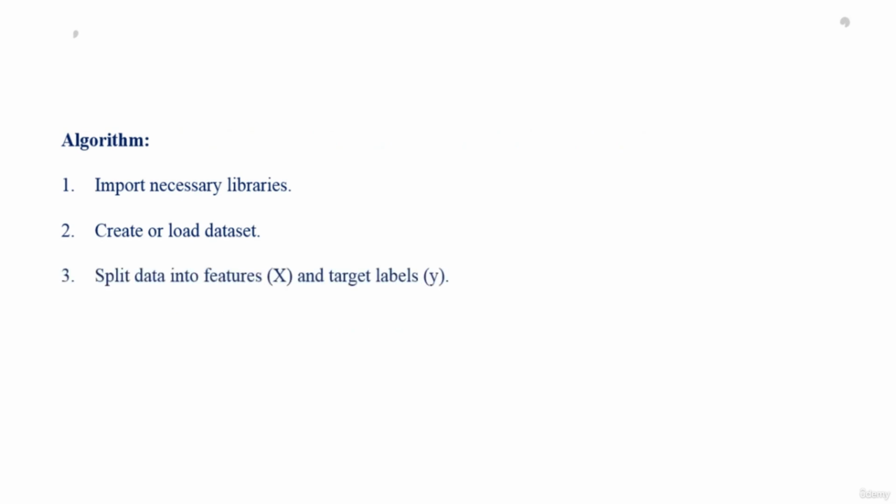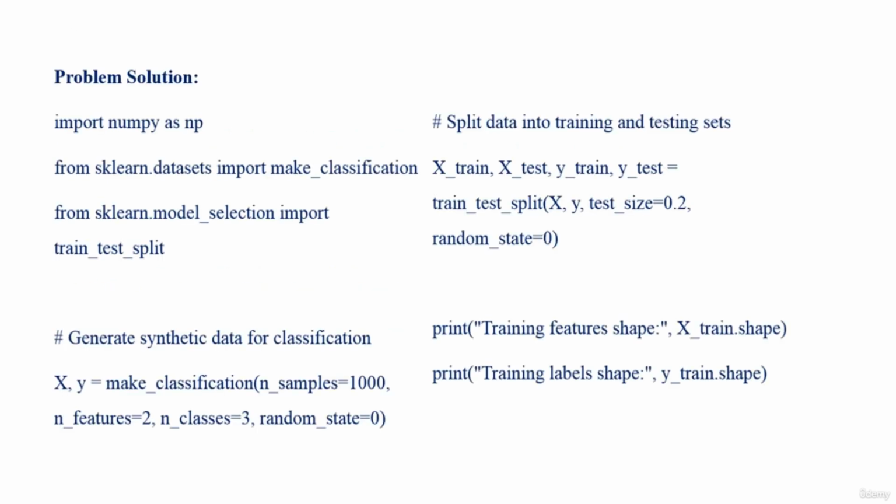Algorithm. Import necessary libraries. Create or load dataset. Split data into features, X, and target labels, Y. How code is working: the code generates a synthetic classification dataset with 3 classes using make_classification. The dataset is then split into training and testing sets, suitable for training and evaluating a classification model.